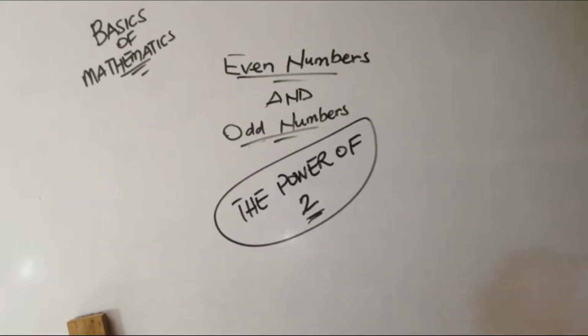But we'll also be considering the power of 2 as we consider these two numbers, even and odd numbers. Today we are going to know how powerful the number 2 is in mathematics. The number 2 is the number that is used to determine if a number is either even or odd. So I'm sure that after this lesson you know why we say 2 has a lot of power in mathematics.